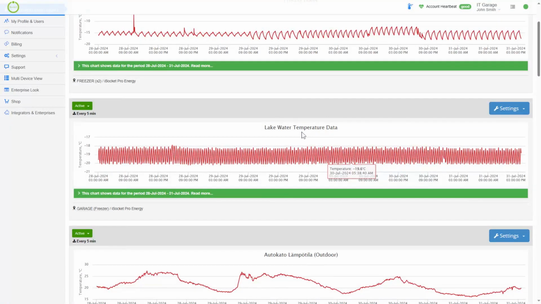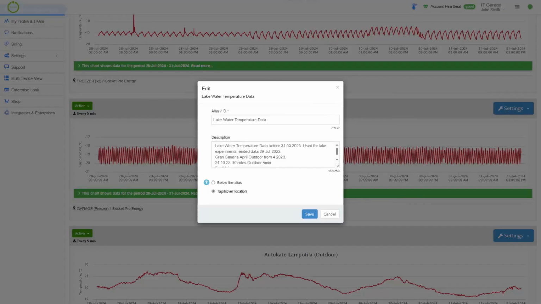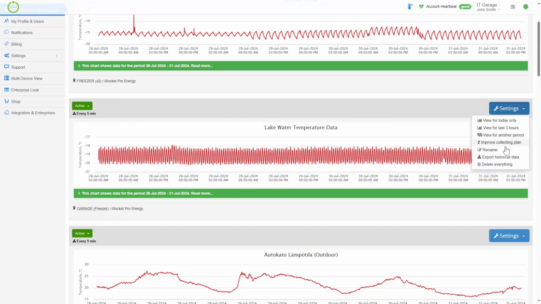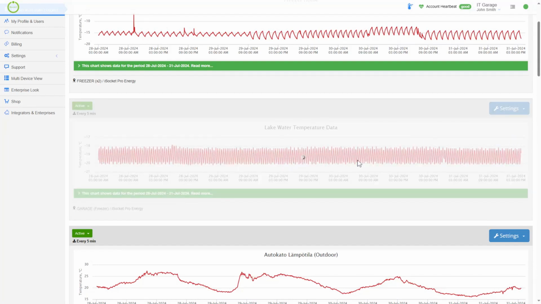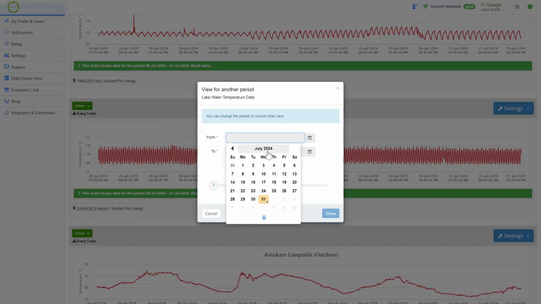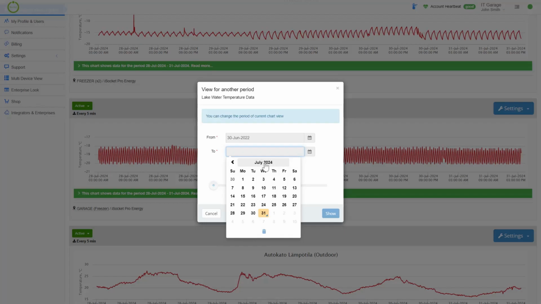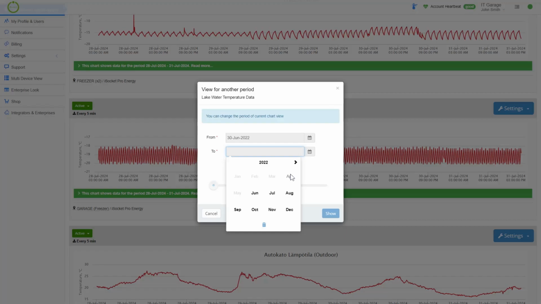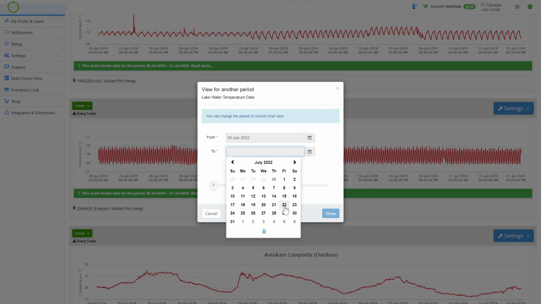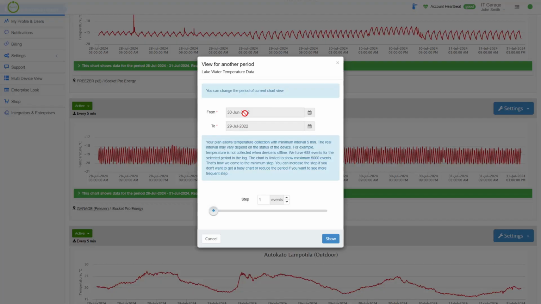So, lake water temperature data, I actually decided to name it here. I renamed it according to the things that I will show you now, and also for better viewing. It's quite interesting how I came up with this, because I don't remember the starting day. I just selected the beginning of the period that I have here, but I memorized for myself that the day when it ends was July 29.